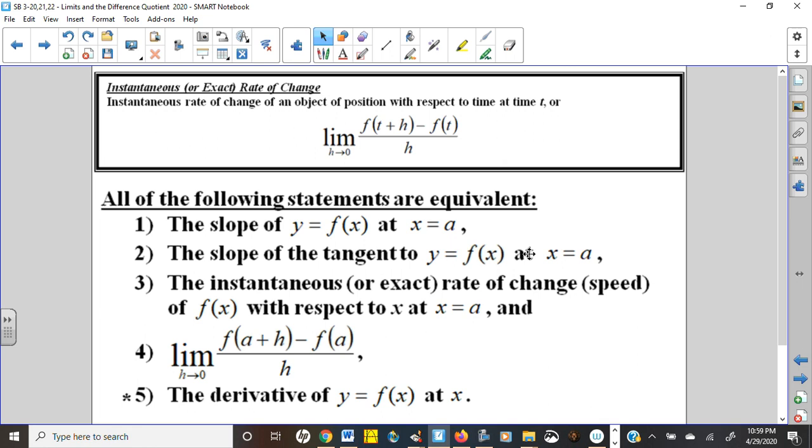Well, now that we know how to find tangent slopes, we know how to find the slope of a function at a particular point, which leads directly into number 2, the slope of a tangent to y equals f of x at x equals a. See, those things are really the same thing. The slope of the function at a point and the slope of the tangent to the function at the point mean the same thing. Today we're going to tack on number 3, the instantaneous or exact rate of change of the function at that point. It means the same thing. And then, of course, there's our definition, right, of the difference quotient with the limit, which is exactly how we find those things. So that means the same as the first 3.